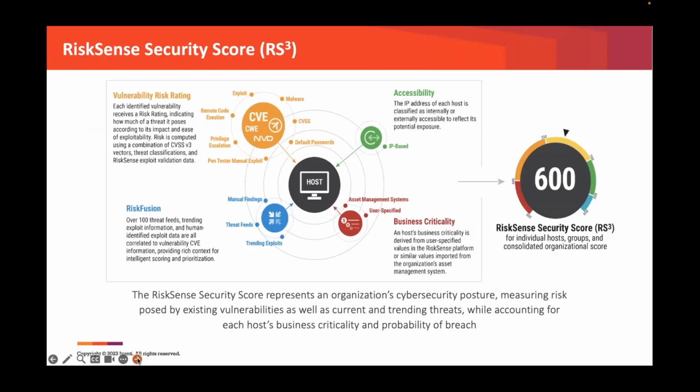Our other scoring methodology is called our RiskSense Security Score, RS3 score. And this is the ability to communicate the risk of your organization to non-technical folks. And so what we've done here is we've created an RS3 score that looks, feels, smells, and acts just like the US credit score. So somewhere between 300 and 850, every device gets a score. Obviously, if you're in the 300s, you have terrible credit, you're not going to be able to buy that house or that car.